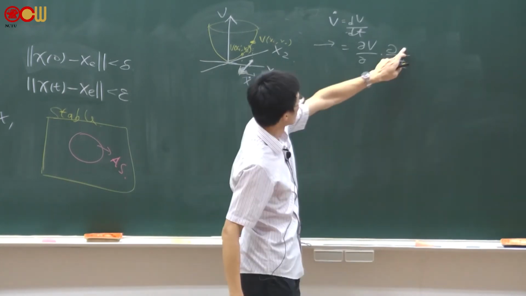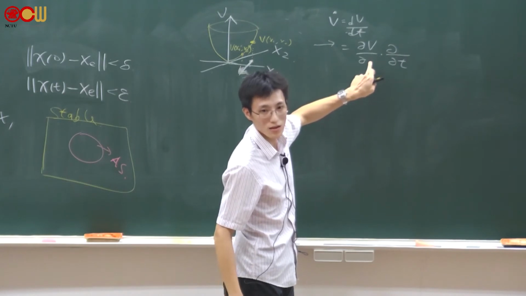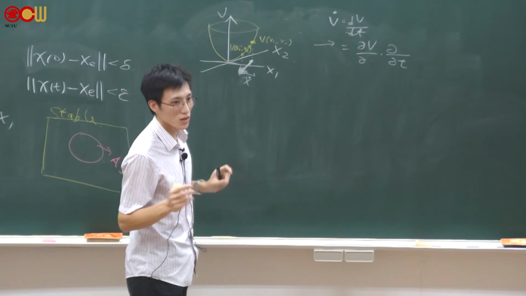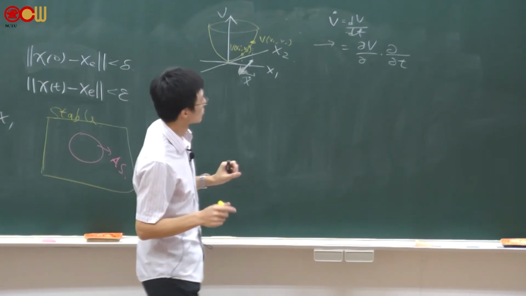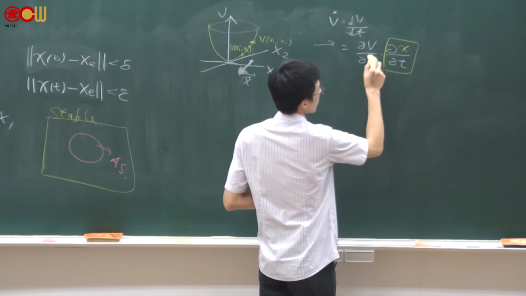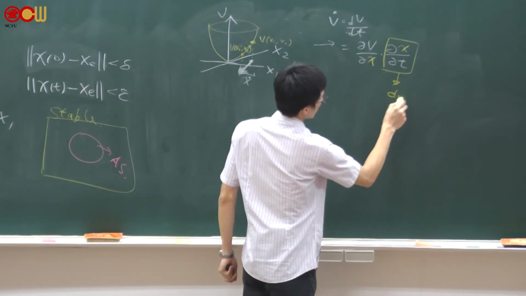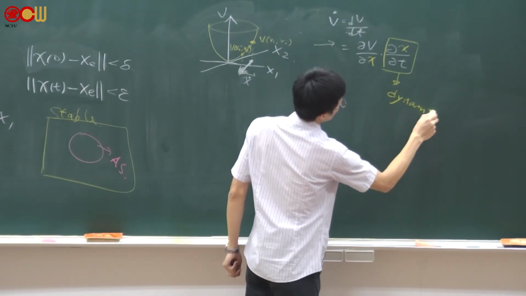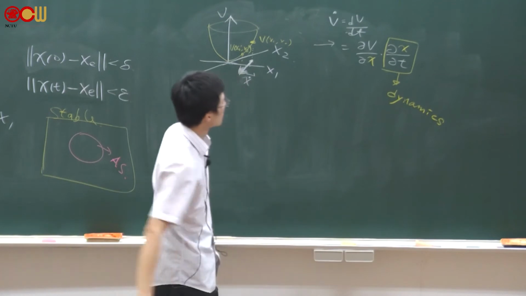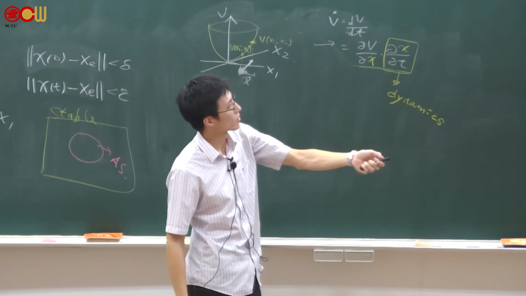So you can put whatever variable you like in here, right? And in this system, because we care about dynamics, of course you need to put x here, because this is dynamics. So this is dynamics. So basically, this is the concept of directional derivatives.